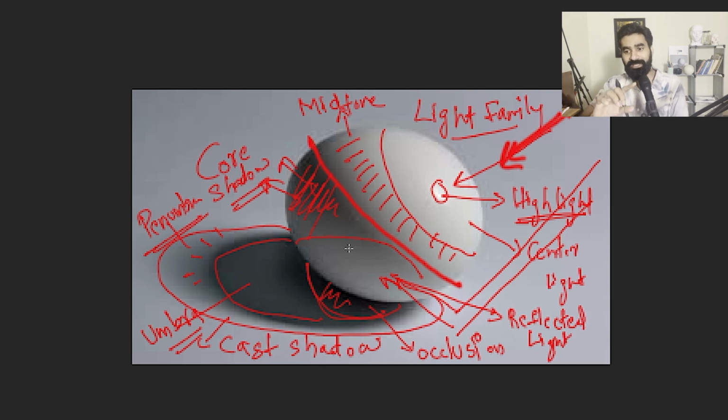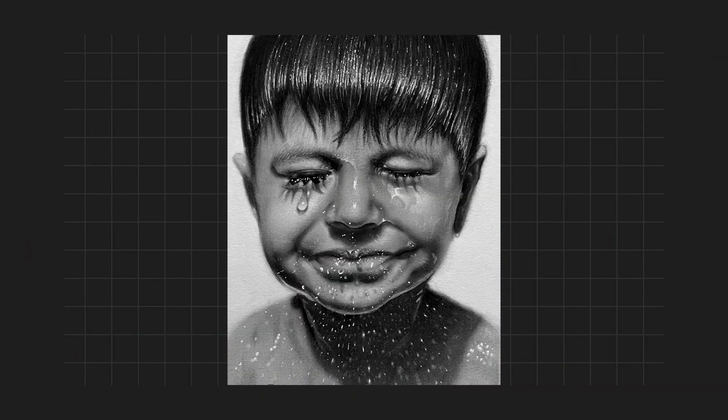That's all. So if you create this value variation, it's not only for this example, this egg. You can use the same technique for any kind of complex object, even if you're taking a portrait. Only make sure you find out the elements and make this value variation. As I told, midtone should be darker than center light, core shadow should be the darkest value, and reflected light should be lighter than the core shadow. If you make this value variation within that drawing, immediately you can see the result. You'll get the effect of three-dimensional. It will look three-dimensional, right?